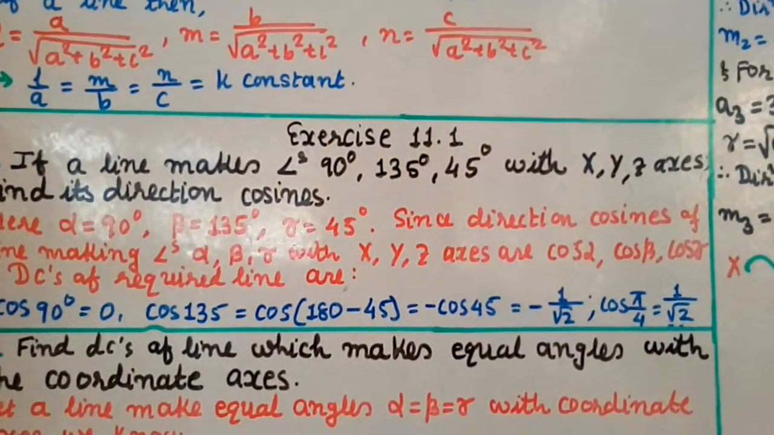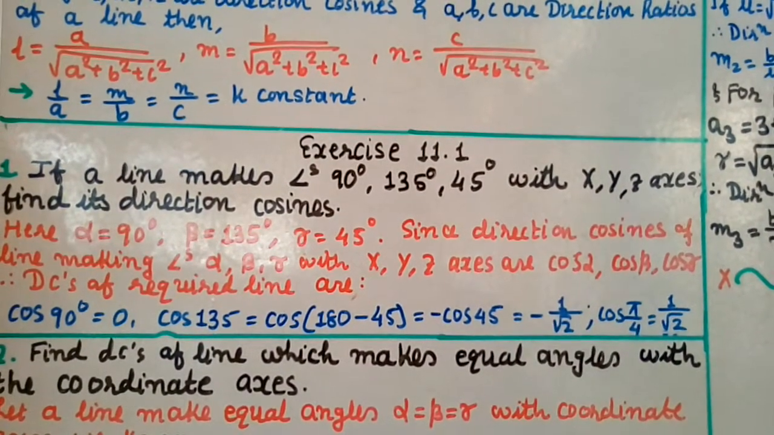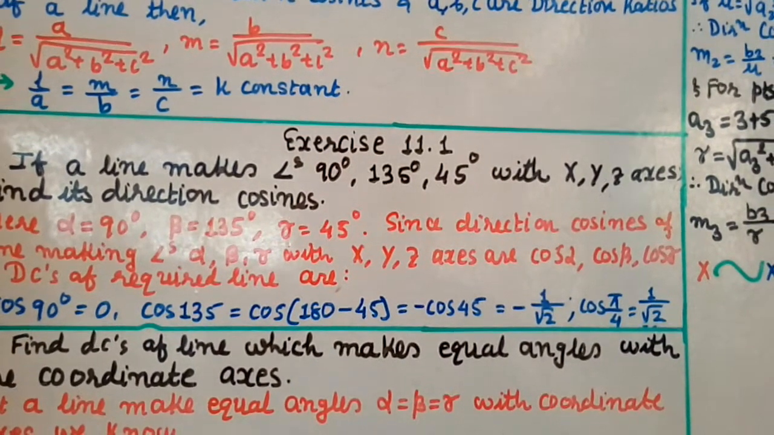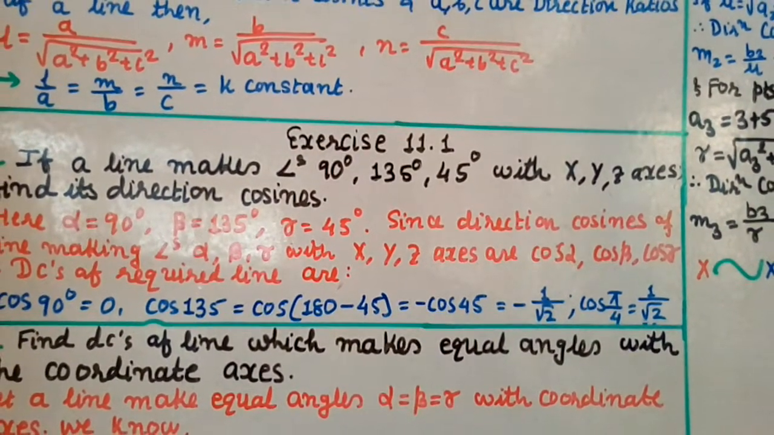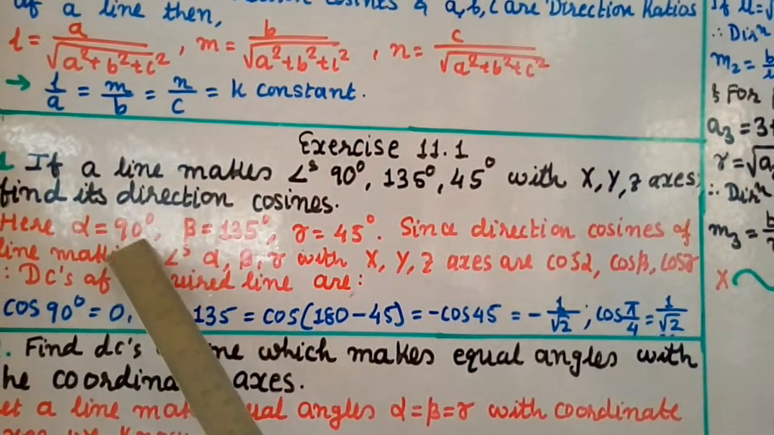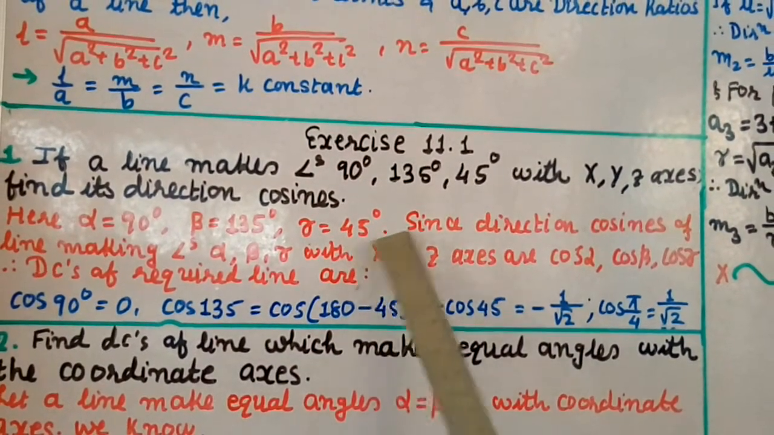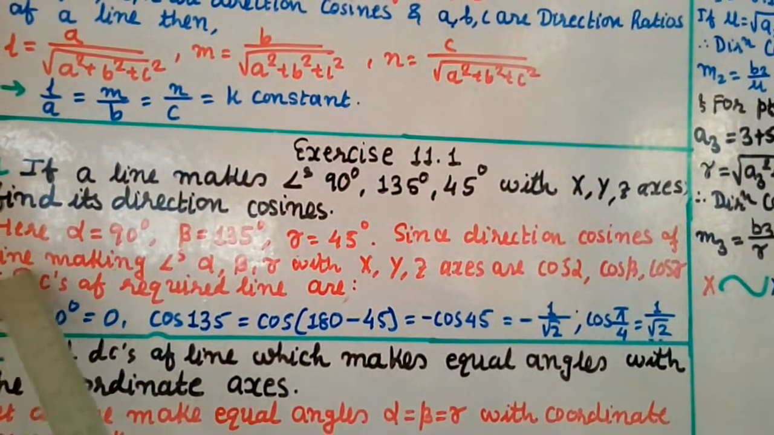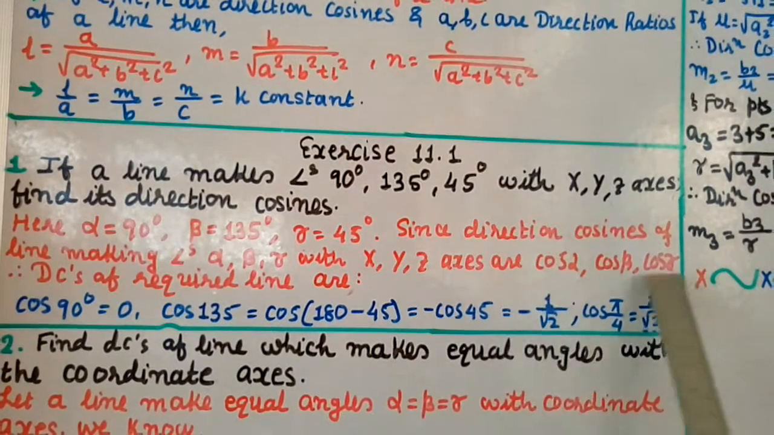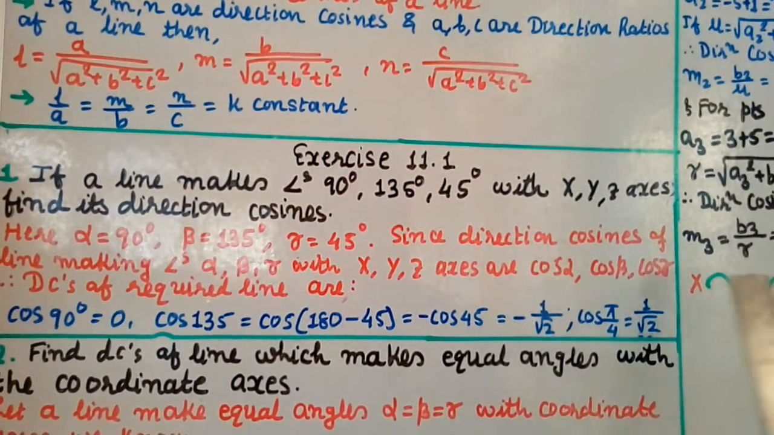Let us solve the exercise 11.1. Question number 1. If a line makes angles 90 degree, 135 degree, 45 degree with x, y, z axis, find its direction cosines. Here, these are the angles made by the line with x, y, z axis. So alpha equal to 90, beta equal to 135, and gamma equal to 45 degree. Since direction cosines of a line making angles alpha, beta, gamma with x, y, z axis are cos alpha, cos beta, cos gamma, let us put the values of alpha, beta, and gamma.